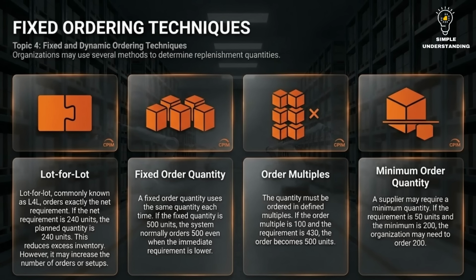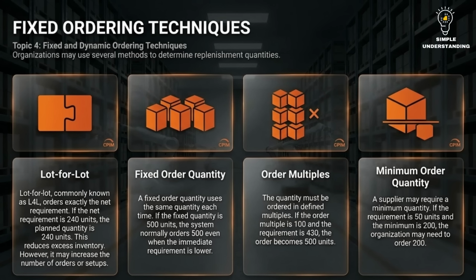Topic 4. Fixed and dynamic ordering techniques. Organizations may use several methods to determine replenishment quantities. Lot for lot, commonly known as L for L, orders exactly the net requirement. If the net requirement is 240 units, the planned quantity is 240 units. This reduces excess inventory. However, it may increase the number of orders or setups.